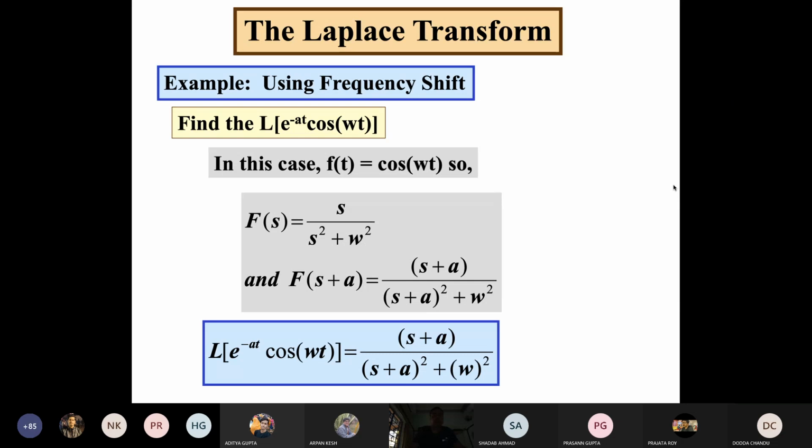Okay. Frequency shift. Can you find the Laplace transform of e to the power minus at cos omega t without using the integration?